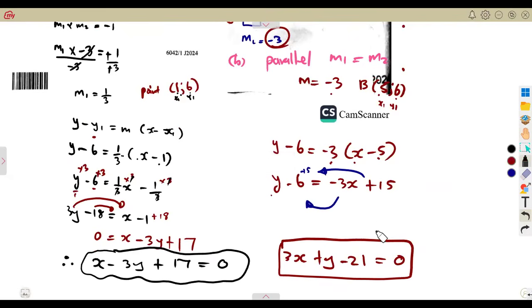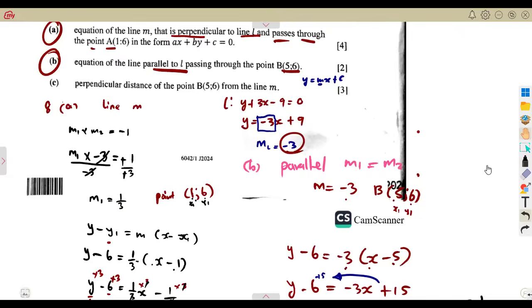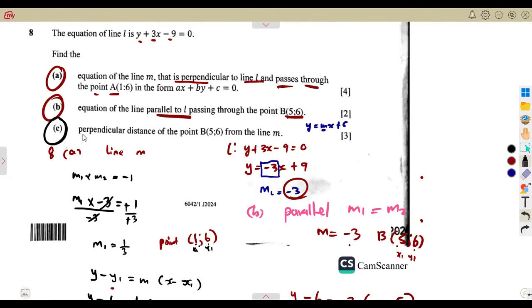Guys, it's up to you, where you can transpose: y is equal to minus 3x plus 21. That is up to you. We are not told the format there.